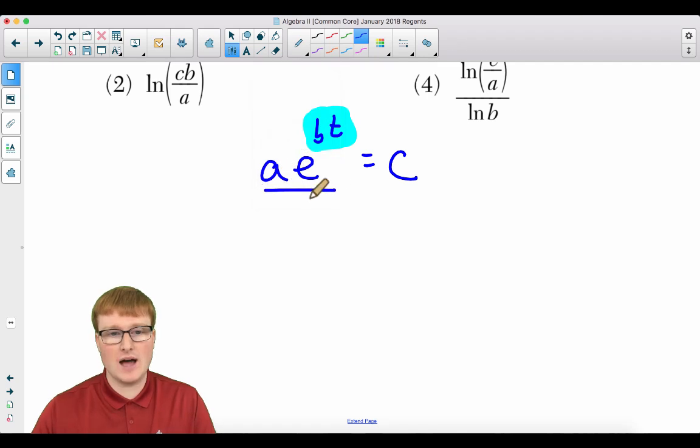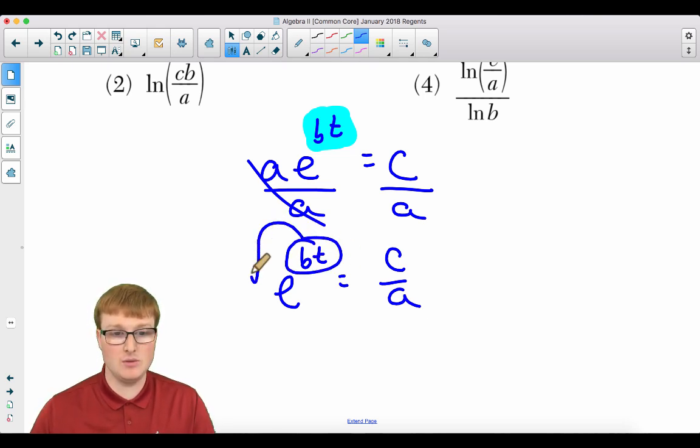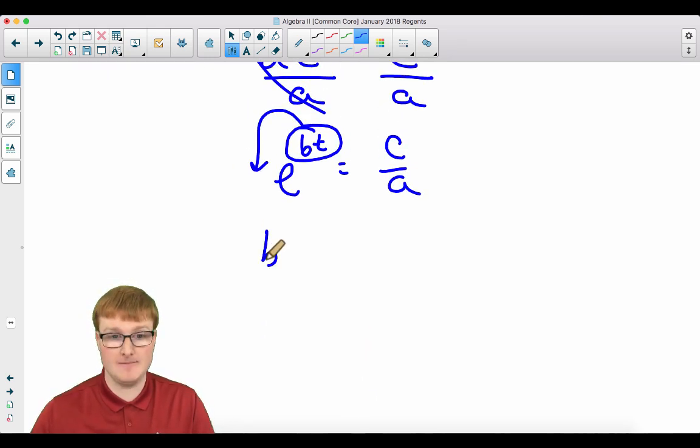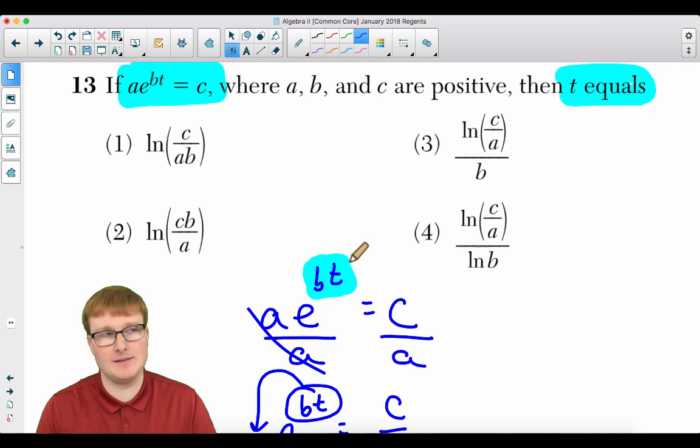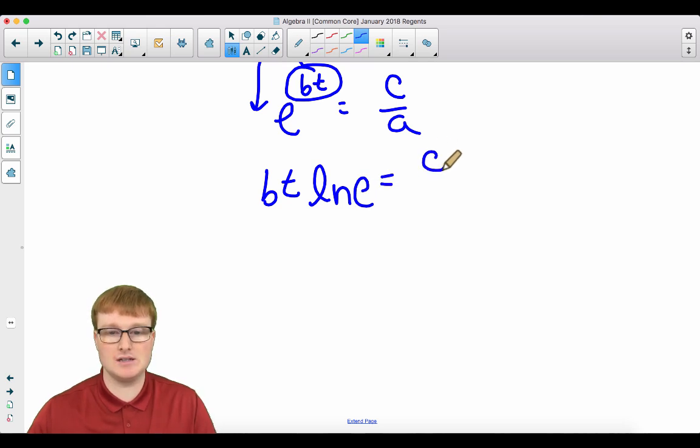So, I'm going to divide by A. A is a constant. It's a positive constant. So, divide by A on both sides. We get e to the bt equals c divided by A. Keep on going. Take the bt and move it down in front of e. Now, when you do that, you have to write the word log, or in this case, ln. Why am I using ln? Because all the answers are in ln. ln and log essentially mean the same thing at your mathematics level. So this is bt times the natural log of e, is equal to c divided by A.